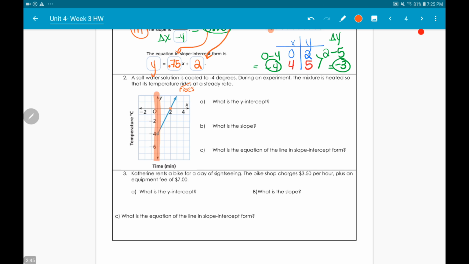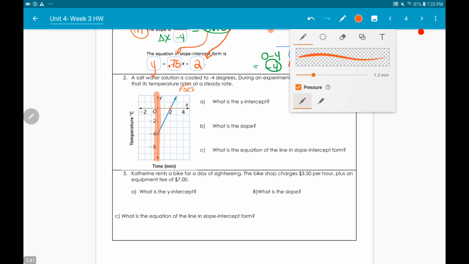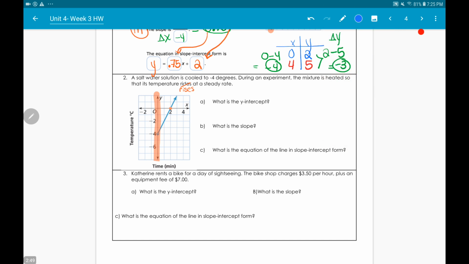So let's start with our y-intercept. Now I see the y-intercept on the graph, but I also noticed that it told me it started at negative 4 degrees, so that automatically indicates what my y-intercept is. So again, this coordinate would be (0, negative 4), but our y-intercept is just negative 4. All right, our slope, I see 2 points already marked out for us, so I'm going to go ahead and make a table.